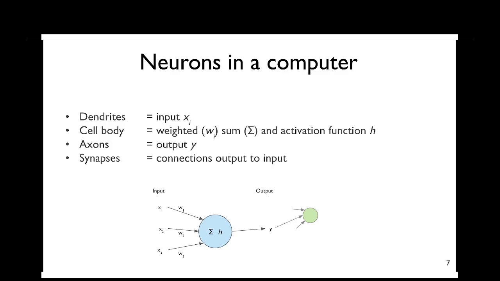And this can be abstracted in a computer. The dendrites correspond to some input xi. The cell body is a computation where we take a weighted sum of these inputs and put them through an activation function h. This produces some output which corresponds to the axon, and this output is again the input of some other neuron, which corresponds to the synapses.